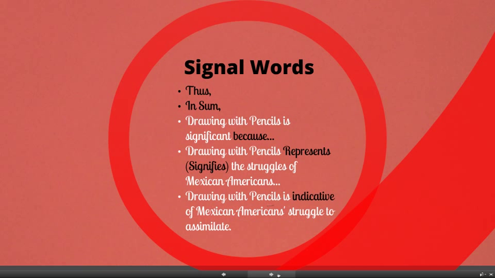Represents or signifies is another great signal word. For instance, drawing with pencils represents or signifies the struggles of Mexican Americans. And last, indicative. Drawing with pencils is indicative of Mexican Americans' struggle to assimilate.